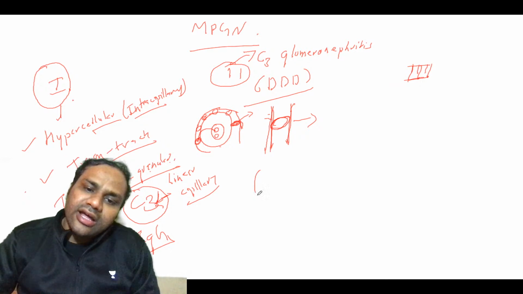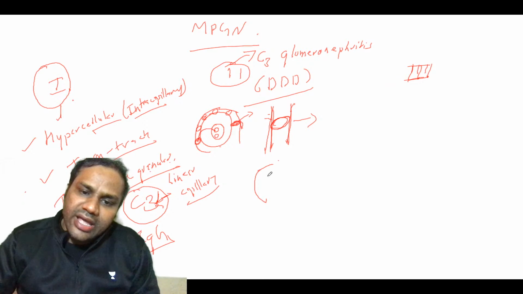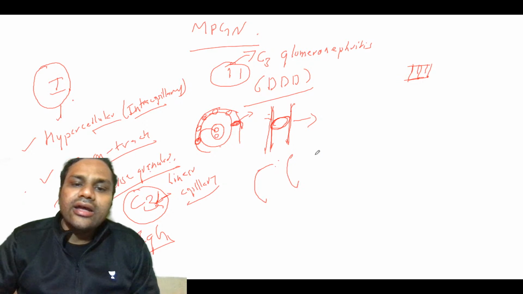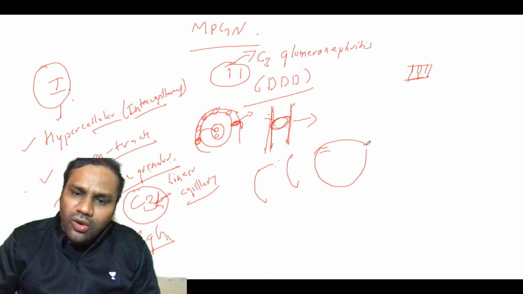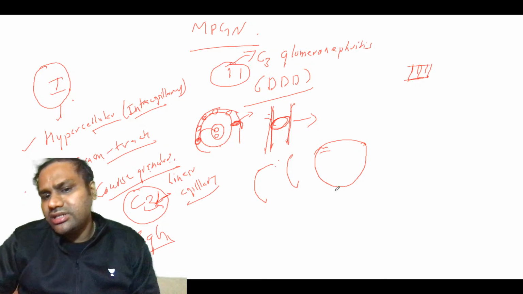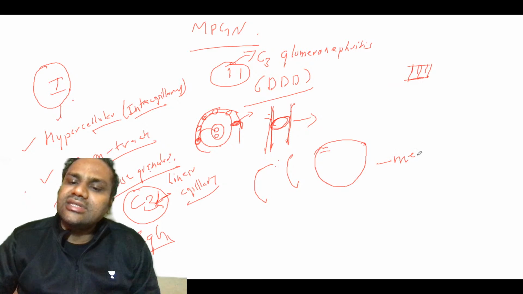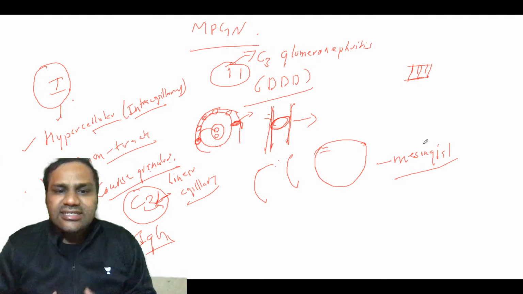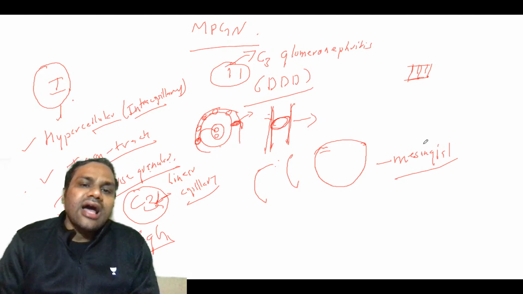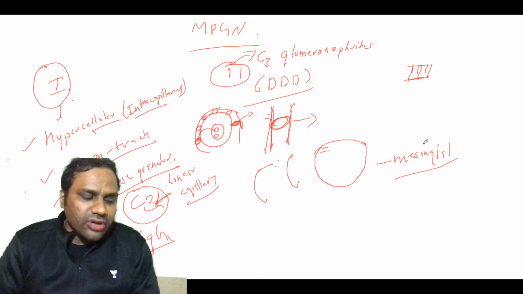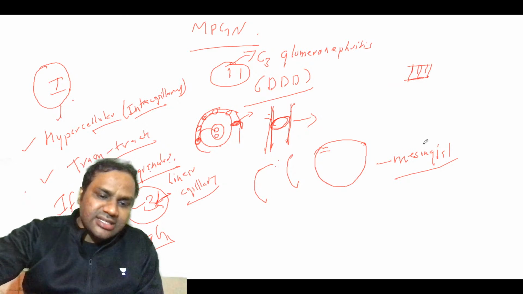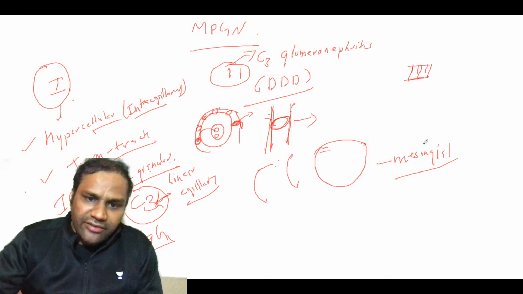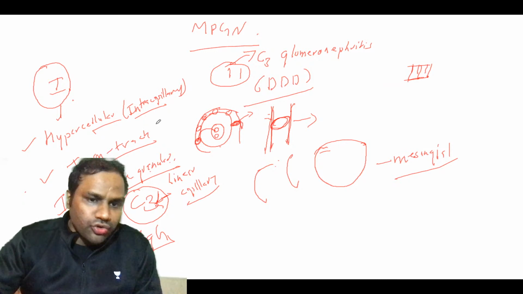If it is coarse granular linear capillary, for example in the capillary loop here, here and here, how do we see this? Along the glomeruli, it just looks like a ring. So it forms a mesangial ring. So in IF you can see mesangial rings, that you need to know, along with the tram track appearance.